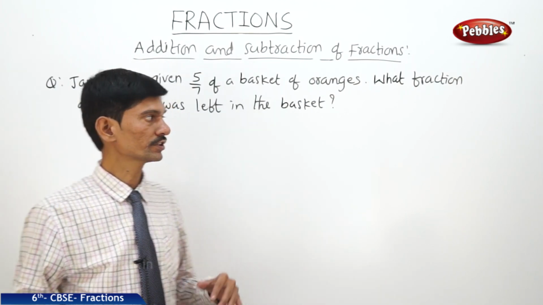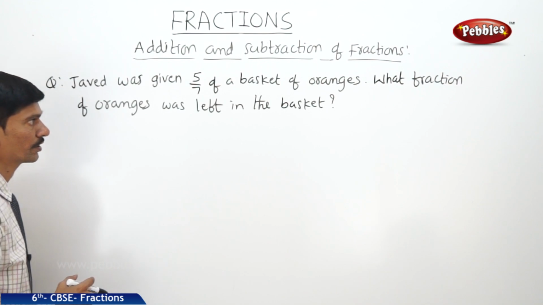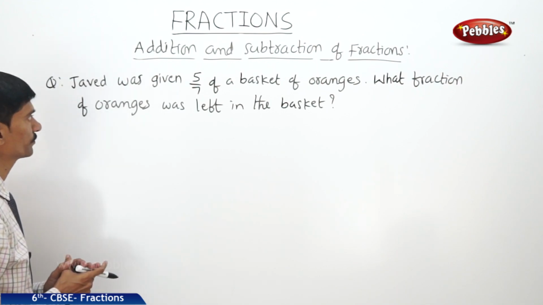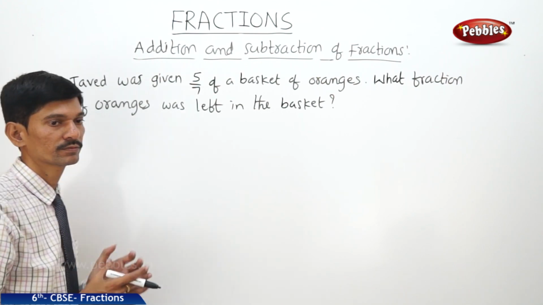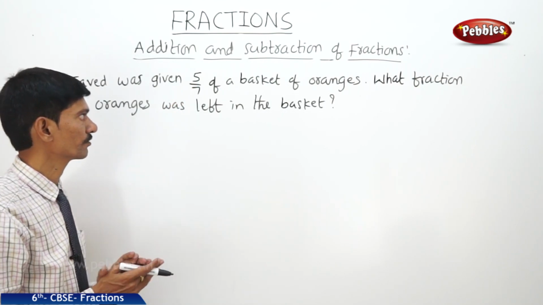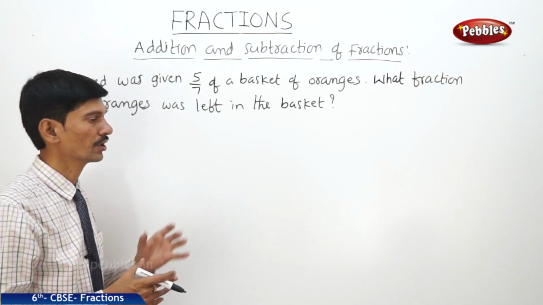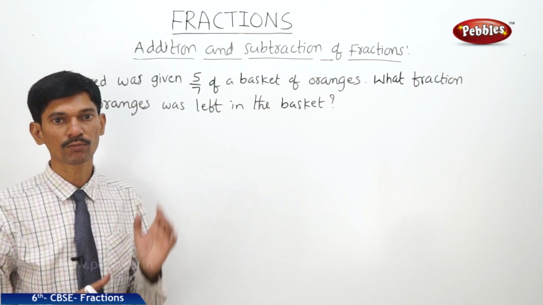Now let us see the next question. Javed was given 5 by 7 of a basket of oranges. So what fraction of oranges was left in the basket? So there are some oranges in the basket, but he has got 5 by 7 of the basket of oranges. Then what fraction of the oranges was left in the basket?